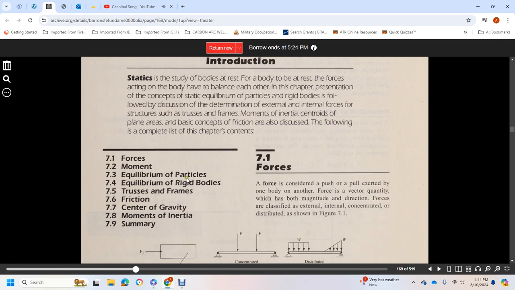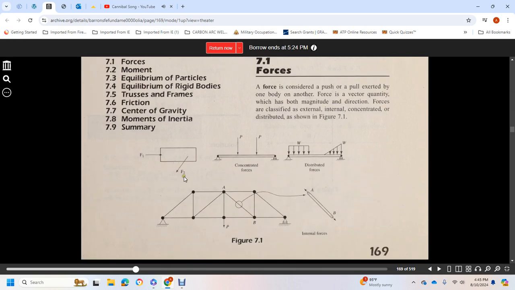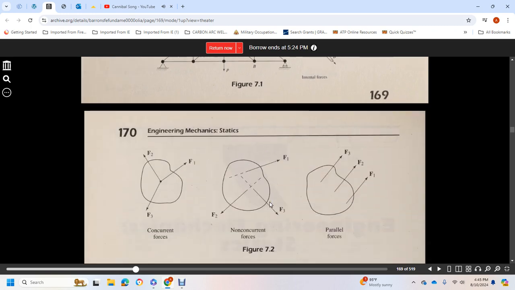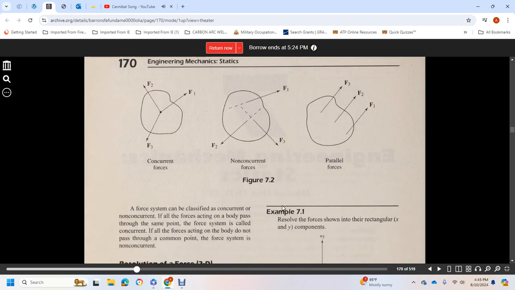Forces, moments, and equivalent particle and equivalent rigid body, trusses and frames, friction, center of gravity, moments of an area, and summary. 7.1 Forces. A force is the push or pull exerted by one body on another. A force is a vector quantity which has magnitude and direction. Forces are classified as external, internal, concentrated, and distributed, as shown in figure 7.1. Figure 7.2 shows concentrated and distributed forces, internal forces, concurrent forces, non-concurrent forces, and parallel forces.